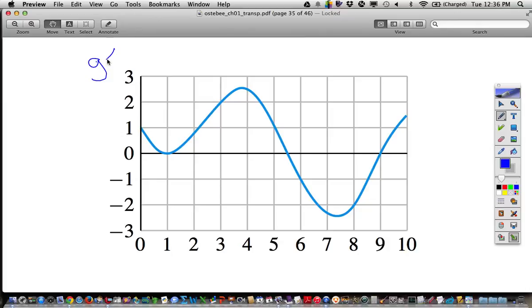This is g and g prime now. G is increasing when g prime is positive. Well, where's g prime positive? Which is to there. And over here 9 to 10. Now let's talk about this a little bit, because what you guys said is actually a little bit off.